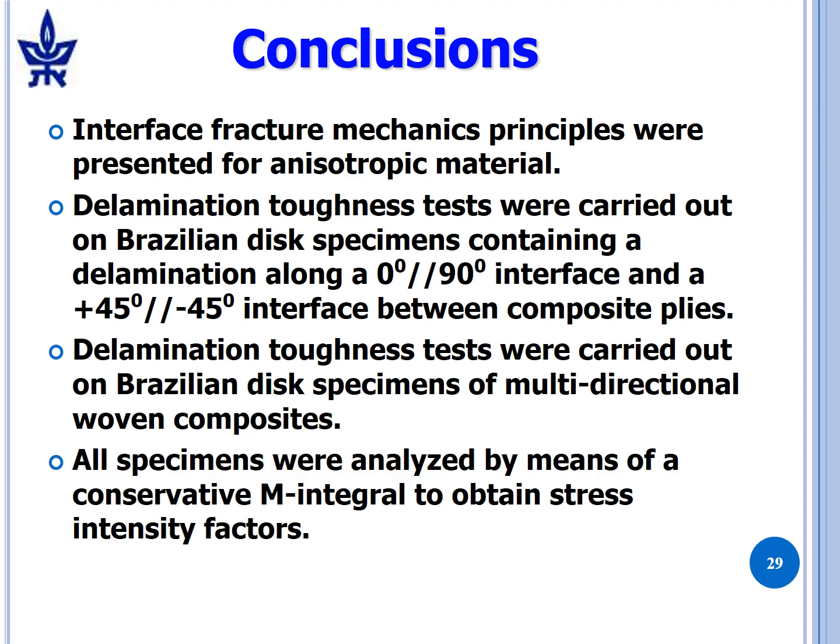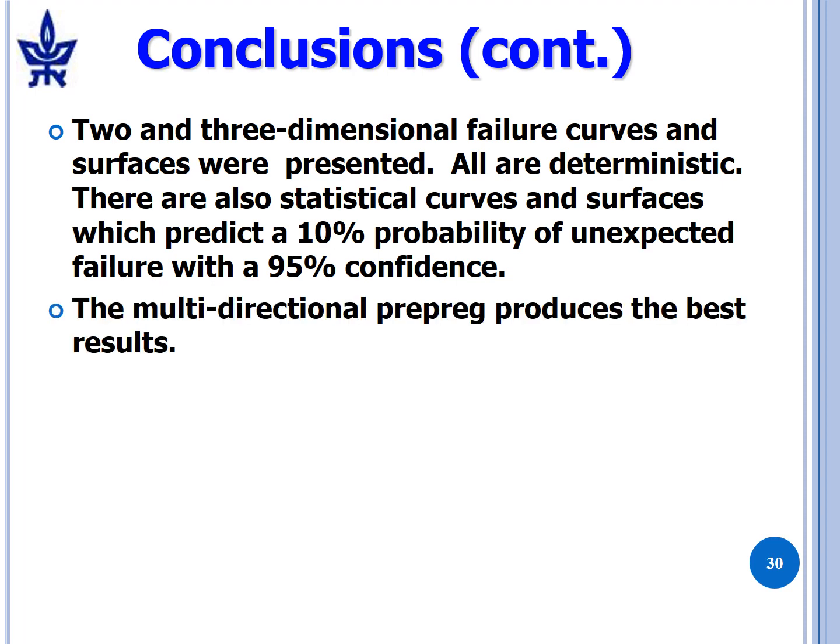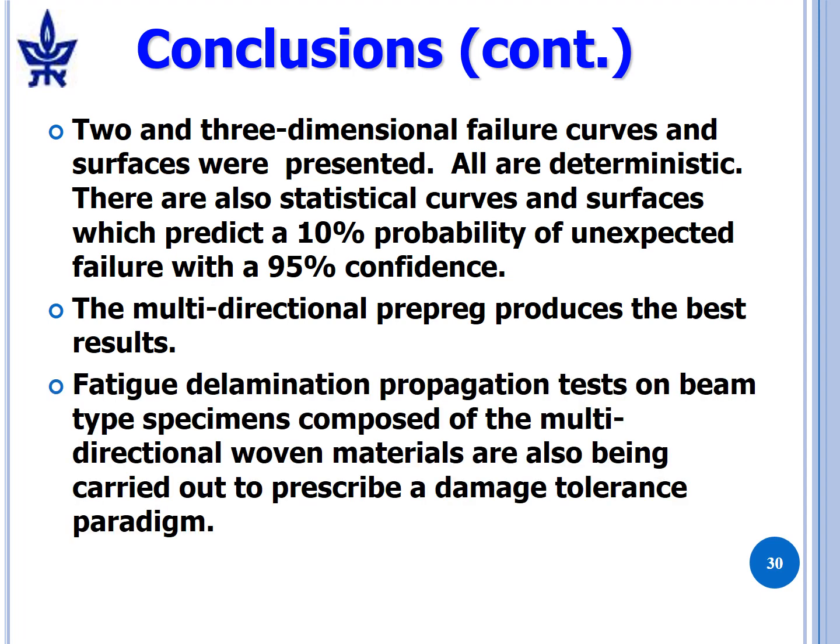All specimens were analyzed by means of a conservative M-integral to obtain stress intensity factors. 2- and 3-dimensional failure curves and surfaces were presented. All are deterministic. There are also statistical curves and surfaces which predict a 10% probability of unexpected failure with a 95% confidence. The multidirectional prepreg produces the best results. And fatigue delamination propagation tests on beam-type specimens composed of the multidirectional woven materials are also being carried out to prescribe a damage tolerance paradigm.